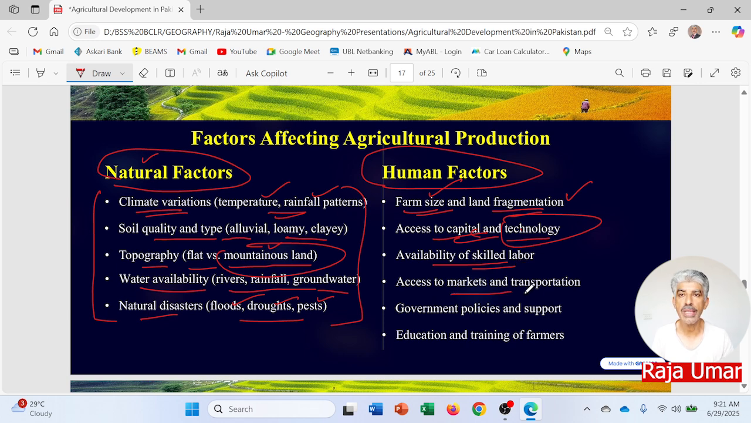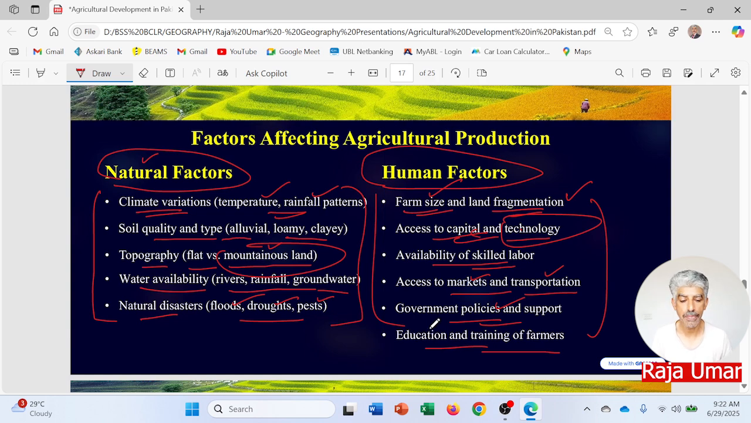Access to markets and transportation: whether they have the communication system, road and railway networks available in the area where they are growing their crops, and certain links with the markets through a better transportation system. If they are there, this is the human factor, and it leads to better crop production. If they're not there, definitely the agriculture, their production, and their profits would suffer a lot. Government policies and support: whether the government is encouraging the farmers to grow better crops in some area or not. That is again a human factor. And then the education and training of farmers to grow better crops, what strategies they can adopt to have better crop production out of their fields. So all these are the factors related to human beings.